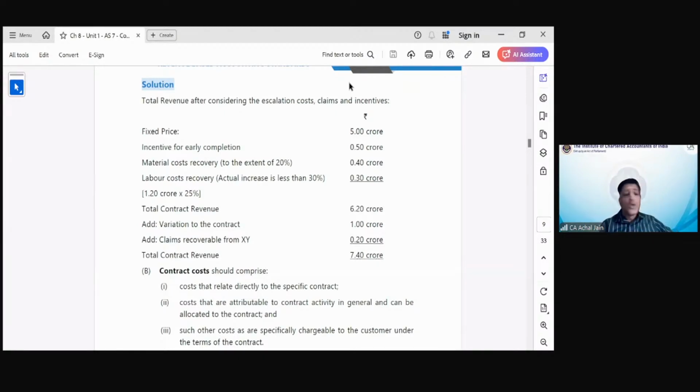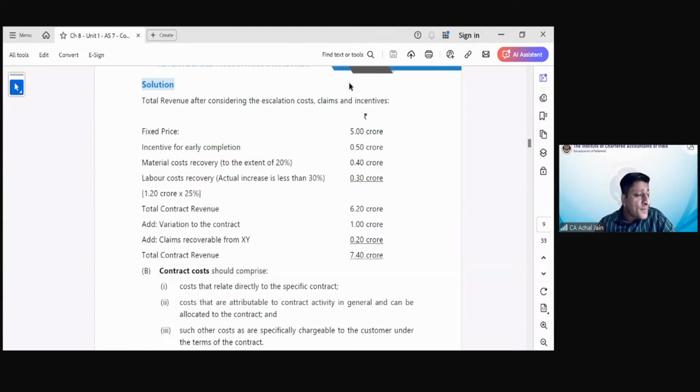Now, if you consider all of these elements, you were required to compute the amount. Please remember, in the question, there are two parts. After considering these three components, incentive, number one, material cost, number two, labor cost, you are required to compute the contract revenue. So what is the amount you will get? 6.2 crore. So actually, in this question, there are two sub questions. Okay. So 6.2 crore is what you get.